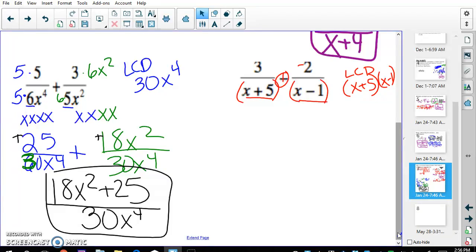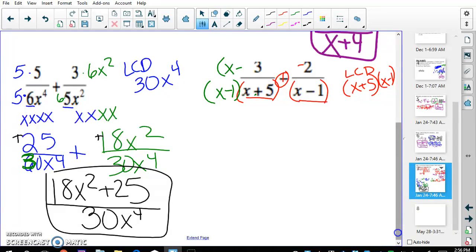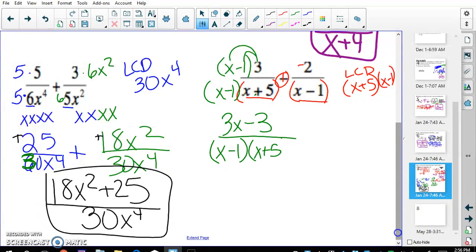So if that's the case, right here I see I already have the x plus 5 in the first one. So I'm going to have to multiply in the x minus 1. And I'm going to do that up on the top as well. So now if I think x minus 1 times 3, what's that property? Got it. So that's going to give me 3x minus 3, and it's going to be all over x minus 1 times x plus 5.